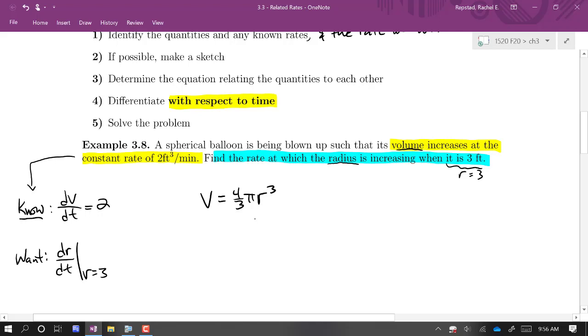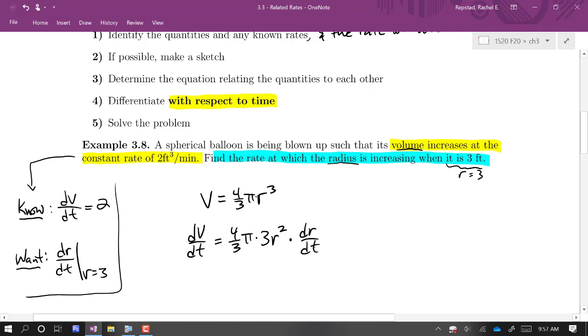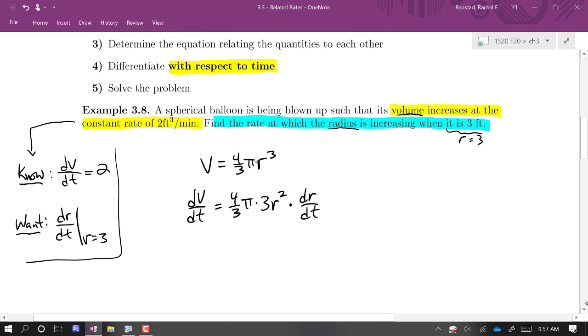So what we need to do first is differentiate with respect to time and get the equation that involves these derivatives here. So if we differentiate with respect to time, on the left side we get dV/dt. On the right side, we'll bring down the factor of 4/3 pi, and then using the power rule here, we get 3r squared. Now, we are respecting time, so we have to use the chain rule, times dr/dt. Notice right now, I have an equation that involves dV/dt and dr/dt. That's a good sign.